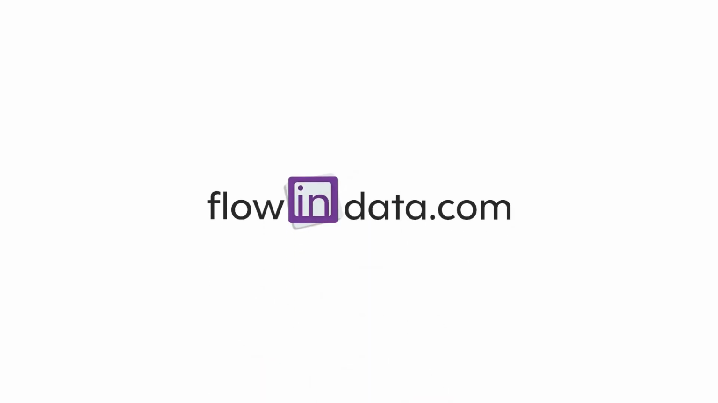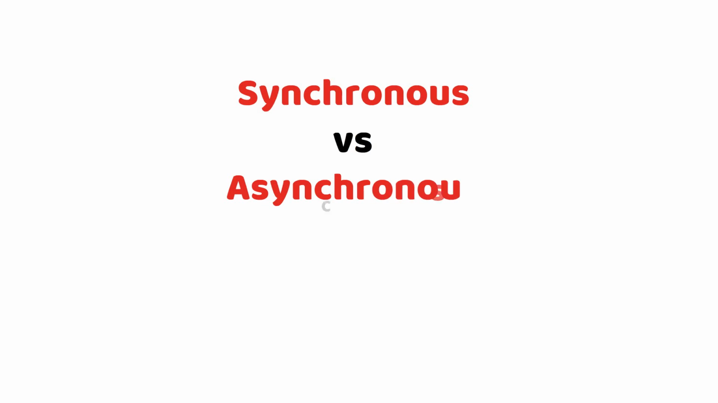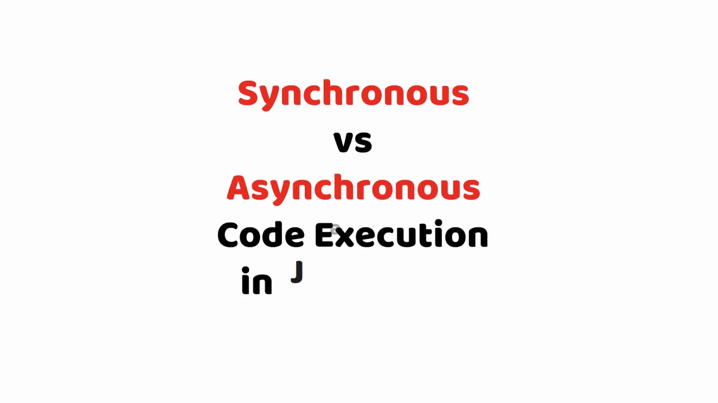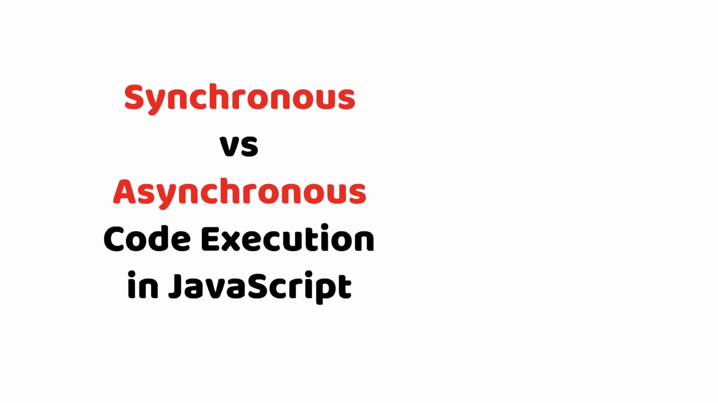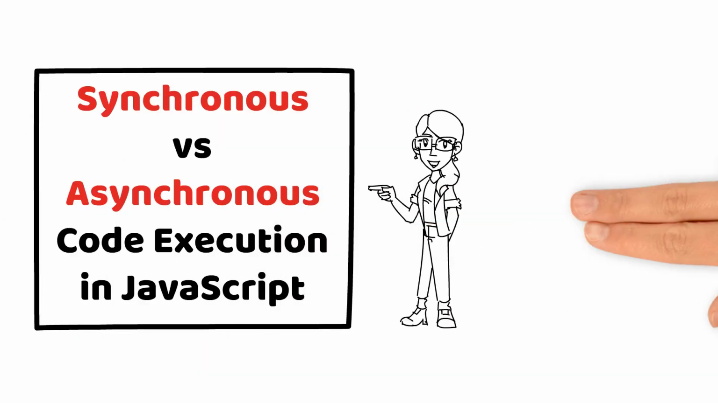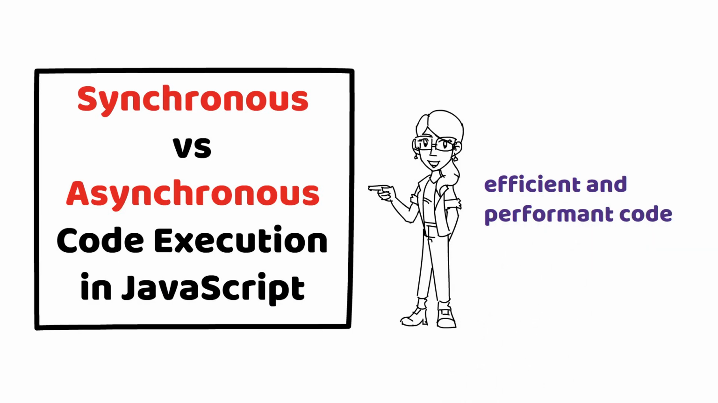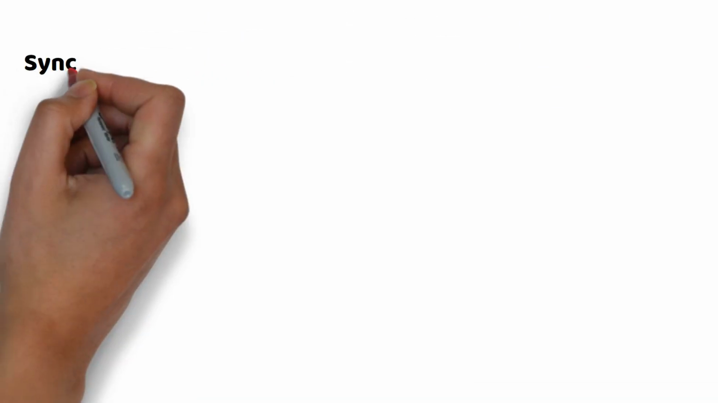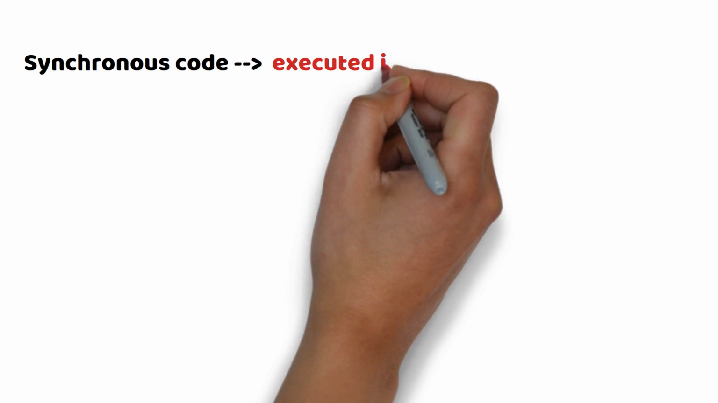And welcome to flowindata. In this video, we will discuss the difference between synchronous and asynchronous code execution in JavaScript. Understanding the difference between these two is crucial to writing efficient and performant code. So let's get in. Synchronous code is code that is executed in a sequential order.